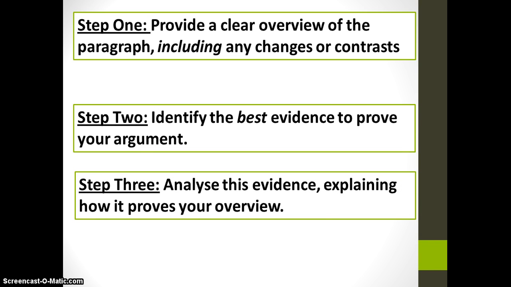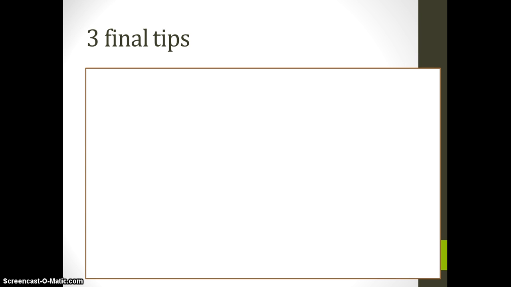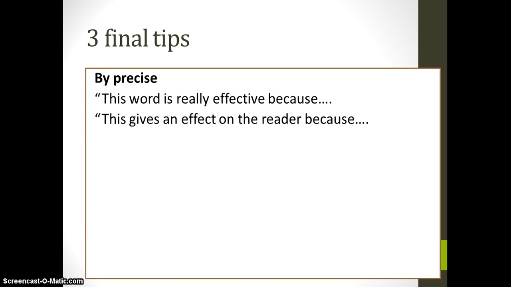And finally, analyze this evidence, explain how it proves your overview. I've given you an example of how to do that. Hopefully you can read back over that and think about how you might analyze the evidence. Really, what we're doing there is bringing out the meanings and associations of words and being as precise as possible. So to finish off, I just want to give you 3 final tips, or 3 things to avoid when you're answering this question.